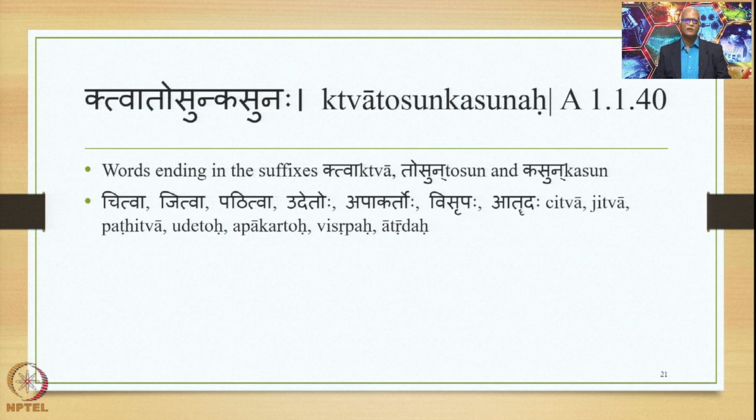Similarly, Ktvatosunkasunaha 1.1.40, which means words ending in the suffixes ktva, tosun, and kasun are also termed as avyayas. The words are like chitva, jitva, patitva, which are examples of words ending in the suffix tva. And there are many more words of this kind. Similarly, udetoho, apakartoho, these are examples having the suffix tos or tosun. And finally, visrupaha, atrudaha, they have the suffix kasun. And so all these words are termed as avyaya.